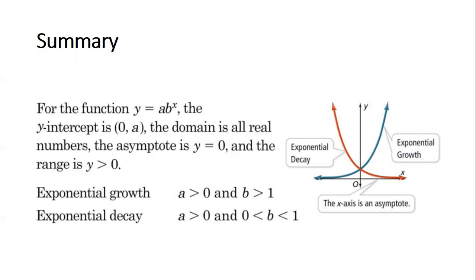The domain is going to be all real numbers all the time for every last one. The asymptote is going to be at y equals 0. And the range is going to be y is greater than 0. Whether it's a growth or a decay depends on the value of your base, okay? And so when I look here, if b is greater than 1, then it's a growth. If b is between 0 and 1, then it's a decay.